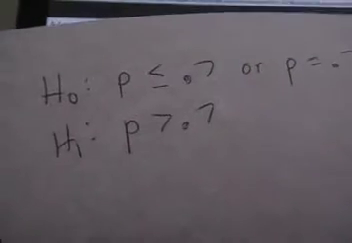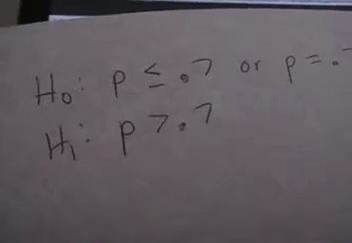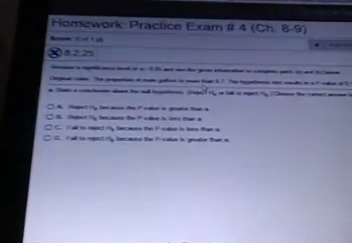These would be the two hypotheses that you can see. I don't know if you can see that well enough or not, but the null would be either p equals 0.7, or think of it as less than or equal to. That's really the same thing here. But the alternative is p is greater than 0.7 because they said it's more than 0.7.